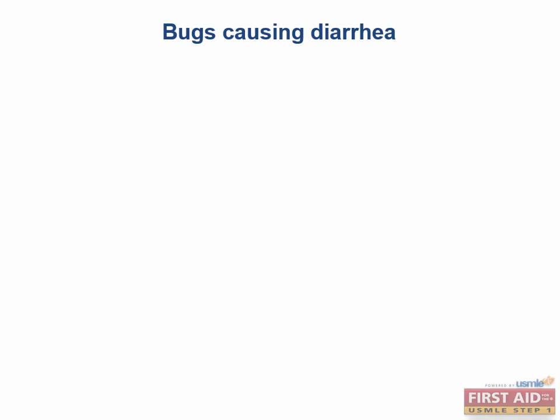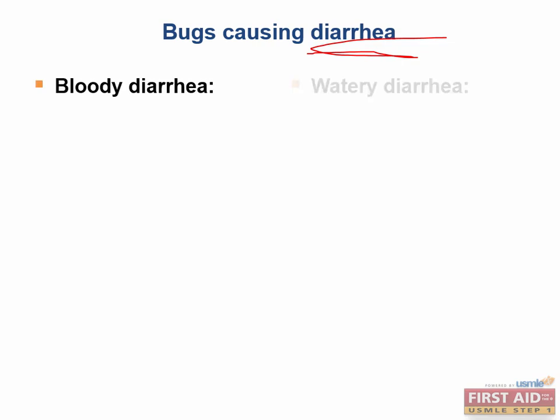Okay, now we'll go ahead and start talking about bugs that can cause diarrhea. The first important distinguishing factor is whether the diarrhea is bloody or non-bloody. This is an important clue which you'll see in the question stem and can help you narrow down the organism on step 1. So first, let's start with the bloody diarrheas, and the first one being Campylobacter.